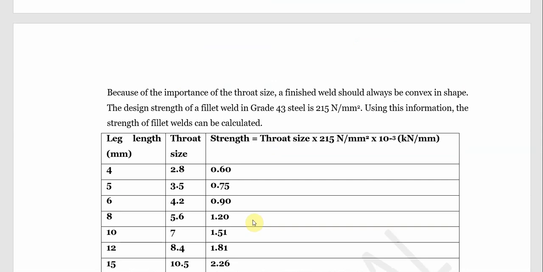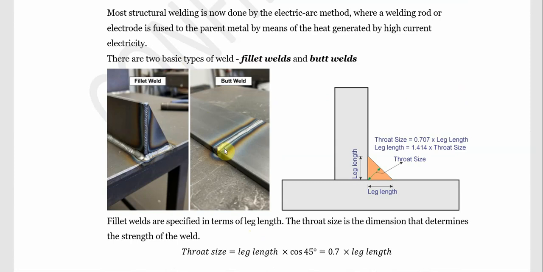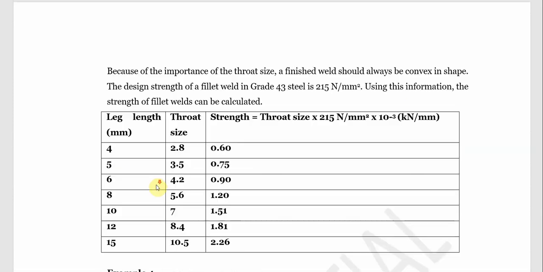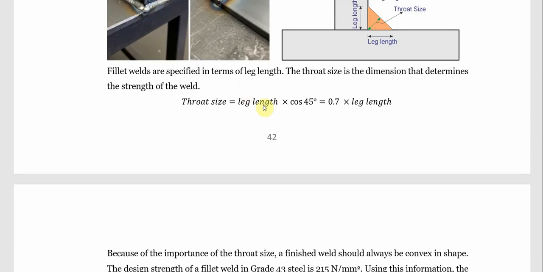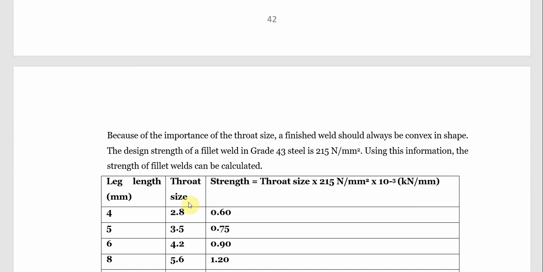Now, let us go to the importance of this throat size. A finished fillet should always be convex in shape, as we can see here. It has to be convex in shape. Now, the leg length: for instance, if we have a 4 mm leg length, and we apply the formula 4 times 0.7, that should give us something like 2.8 for throat size.